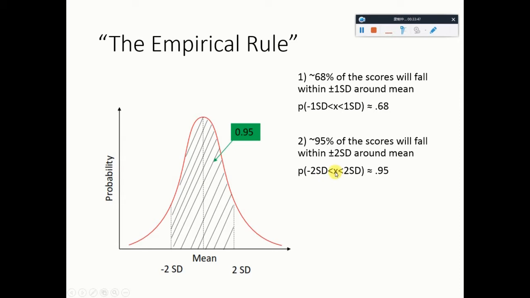So any value that's greater than 2 standard deviations below the mean or smaller than 2 standard deviations above the mean, the probability of observing this value is 0.95.